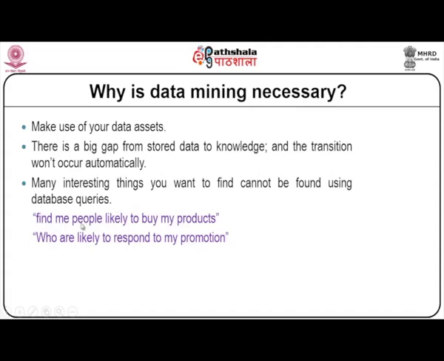Say for example, find me people likely to buy my products. To find those likely to buy my products, I may have a list of several products, but then in SQL we may need to highlight what the products are, and the product name as stored in the database needs to be retrieved. But with data mining, since it is voluminous in size, we may have to process it to the next level. And the second type of question that can be answered not with the database, but with data mining, is: who is likely to respond to my promotion?